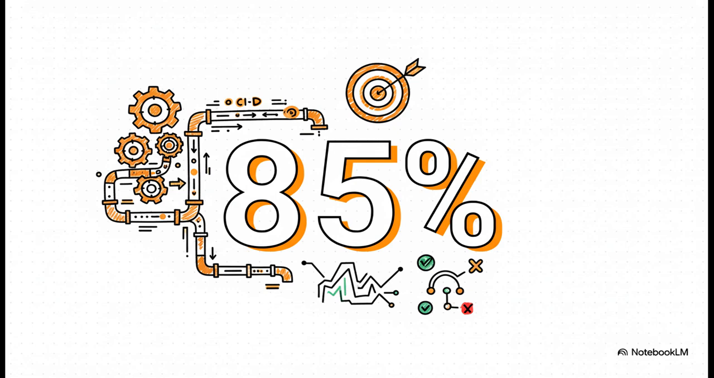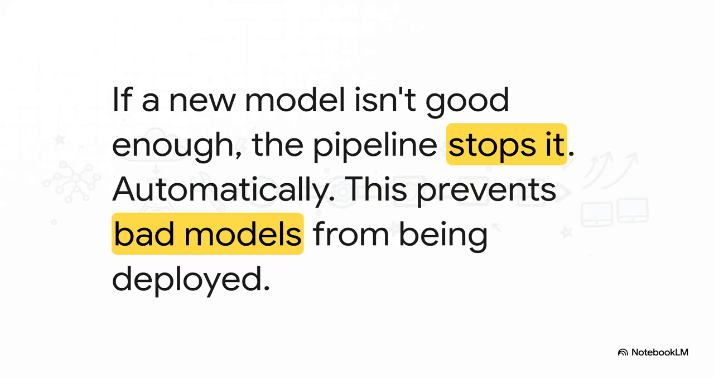Okay, now let's talk about one of the coolest, most powerful features of using CI/CD for machine learning. You see this number up here, 85% accuracy? And you might be wondering, what does a performance metric have to do with an automation pipeline? Well, it turns out this is a total game changer. The answer is so simple, but so powerful. It acts as an automated quality gate.